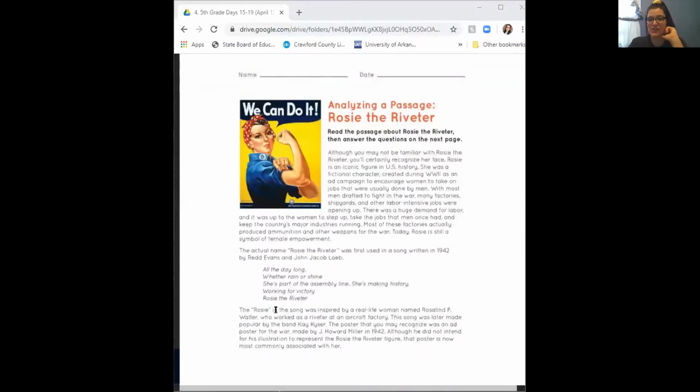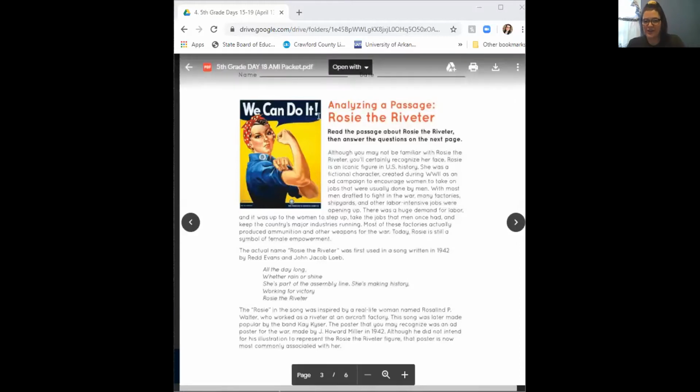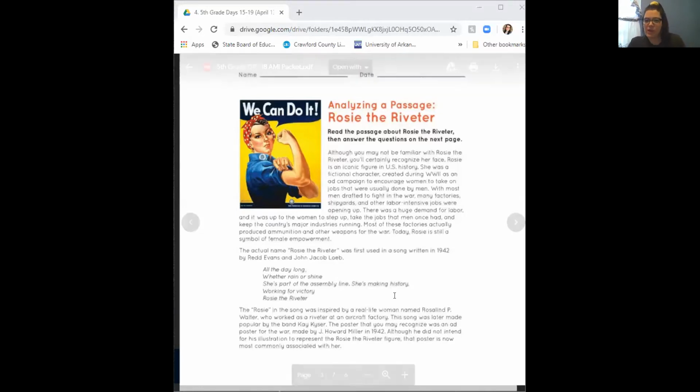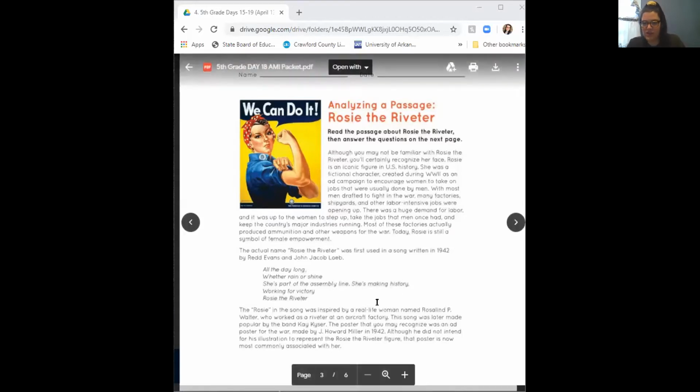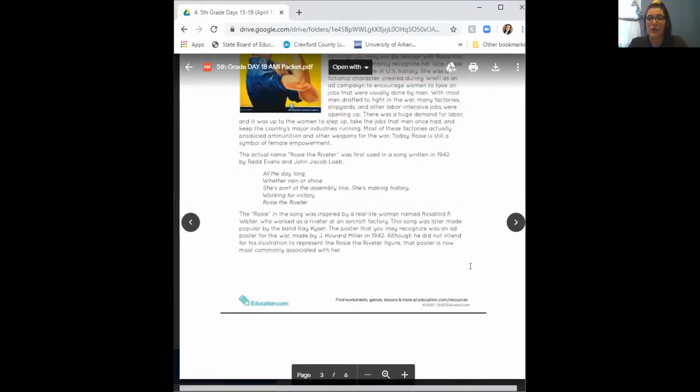So let's look at this attached passage together. Let me scroll down and find it. So your attached reading passage today, let me share it, is analyzing a passage. So this passage is about Rosie the Riveter. So whenever you see this poster that says we can do it, this lady right here is Rosie the Riveter. So it says, read the passage about Rosie the Riveter, then answer the questions on the next page. So it gives you like this 1-page little bit of information, this 1-page little article about who Rosie the Riveter was and about how that poster came to be.